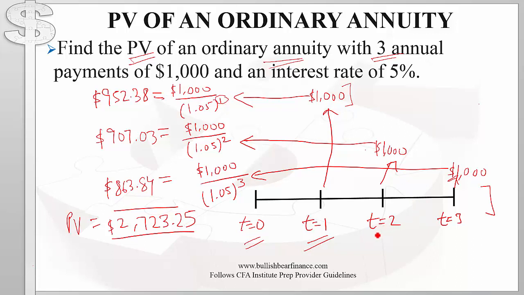We move on to the next time period, t equals 2. We take that payment of 1,000. Again, we discount it back 2 periods and we get this figure. And then finally we go to time t equals 3, which is 3 periods from now. We take that payment of $1,000, discount it to the present by using 3 in the exponent here, and we get this figure. And then if you take the sum of these 3, you will get a total present value of 2723.25.